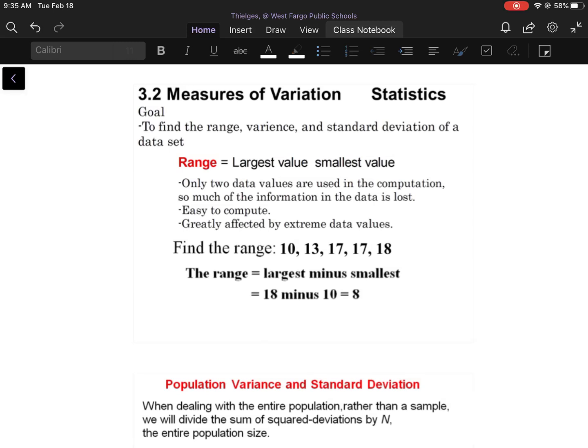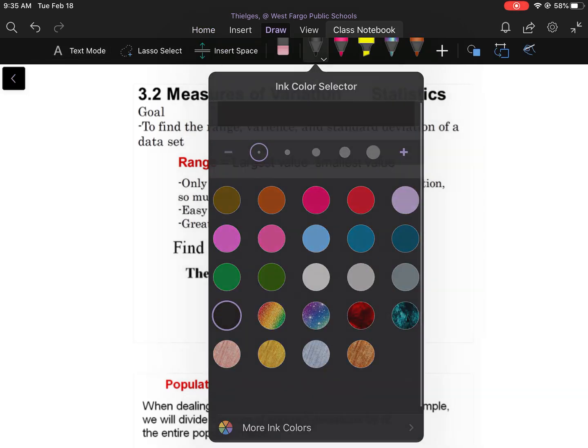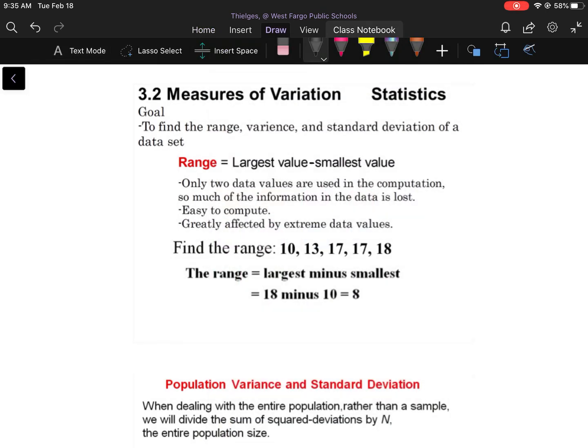Okay, measures of variation. I'm going to start off with the most primitive one that you've probably done before, called range. It's the largest number minus the smallest number. And I don't know why I didn't pick up in there, but there should be a minus in between there. Okay. Now, the problem with the range is that it's just basically taking two numbers of this information and computing. And you could lose a lot of the data within it. It also is greatly affected by an extreme value, whether it's a way too large outlier or a way too small outlier.